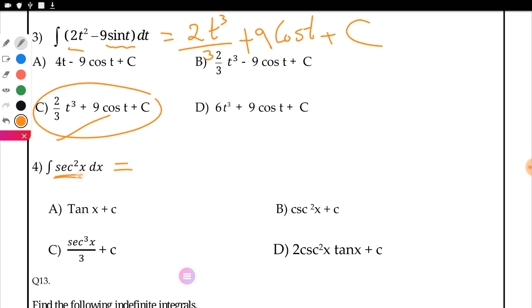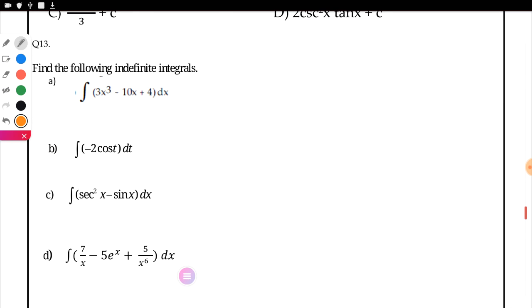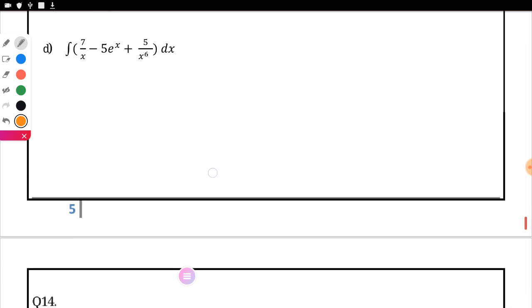I think part 4 in question 12 is so trivial, just a rule. Here, what is the integration of secant square x with respect to x? It will be tan x plus c. Your correct choice is part A. Okay, I think C is so easy. Here, just apply the rule for all of these parts in question 13.